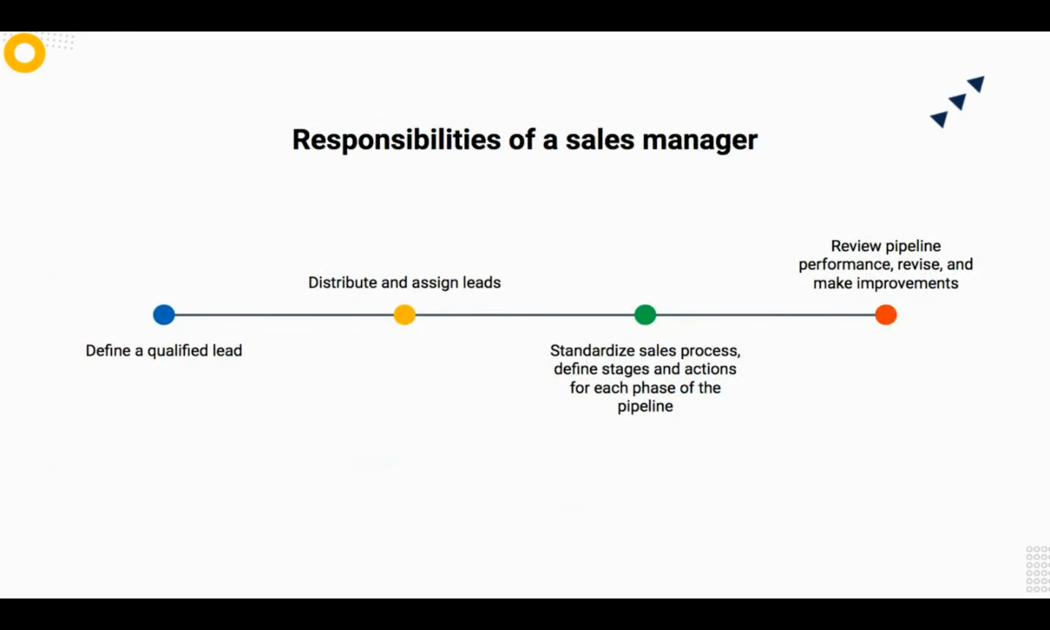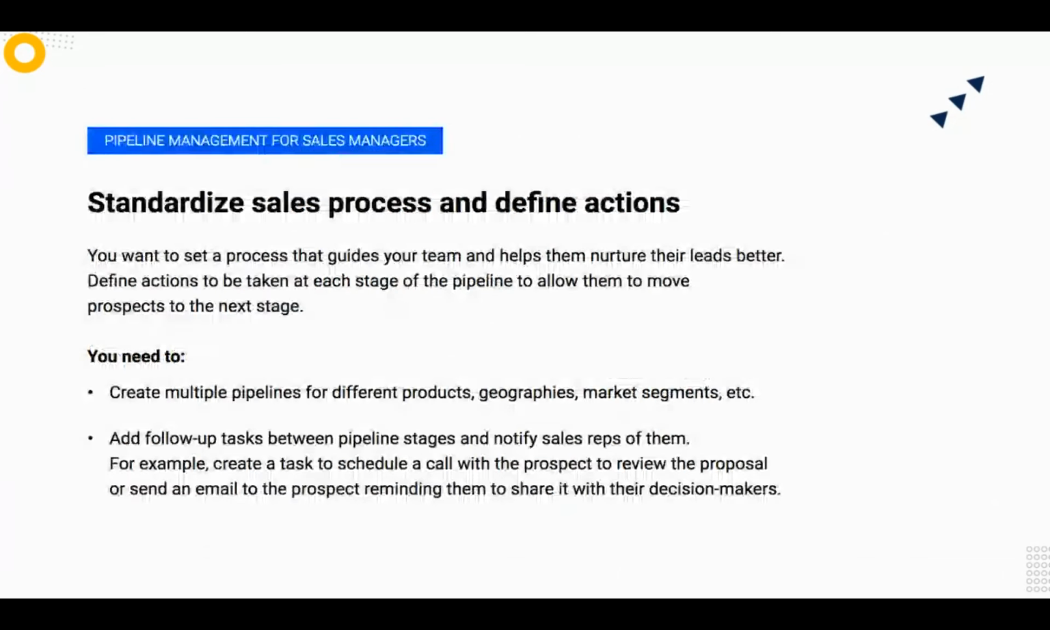All right. So let's summarize the responsibilities of a sales manager. A sales manager needs to define a qualified lead, distribute and assign leads to the right sales reps in the system, standardize the sales process, define the stages and actions for each phase of the pipeline, and review the pipeline performance, revise and make improvements.